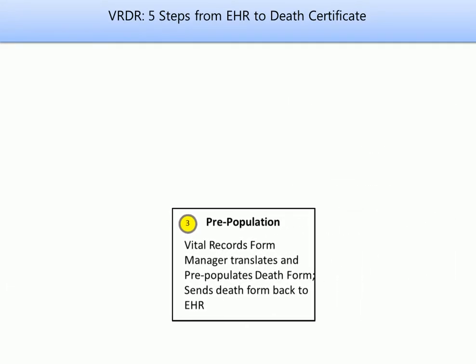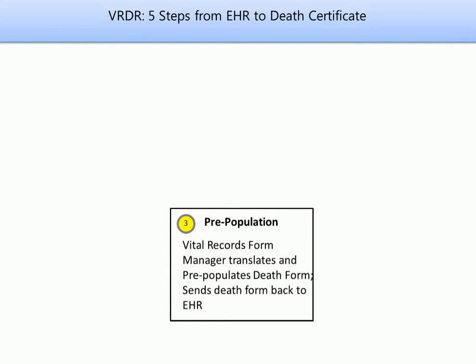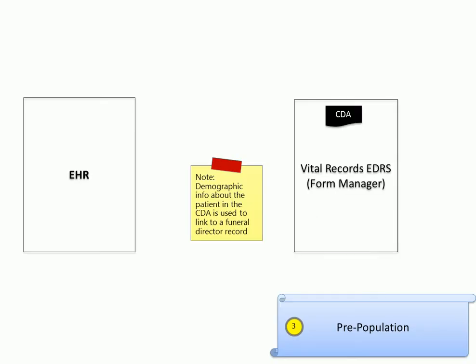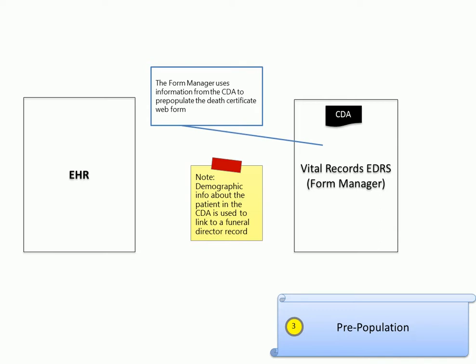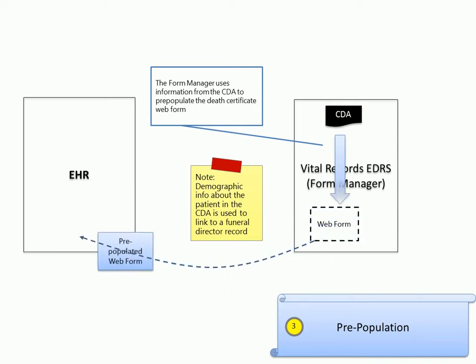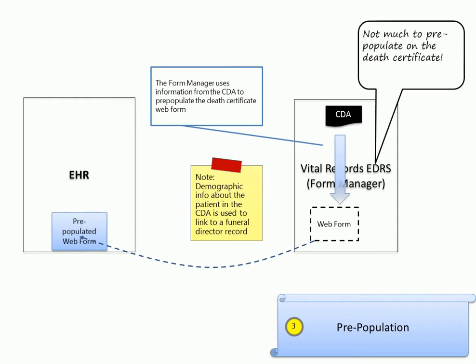On the Vital Records Form Manager side now, we have population, where the HL7 standard CDA is used to pre-populate a web form. The pre-populated web form is sent back to the electronic health record to be completed by the physician. Note that there's not much to pre-populate on the death certificate, at least when compared to birth certificates.